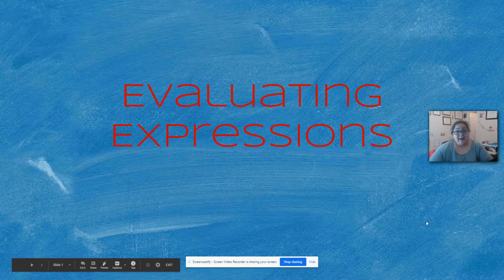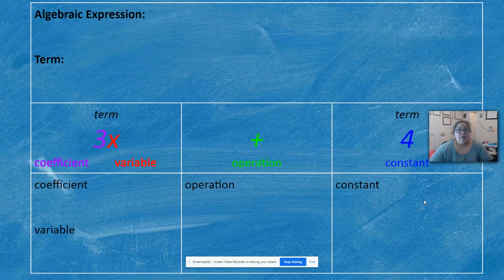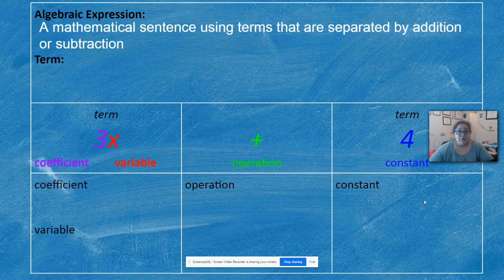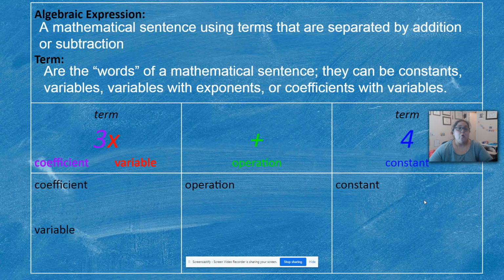So this video is going to be about evaluating expressions. An algebraic expression is a mathematical sentence that uses terms that are separated by addition or subtraction. Those terms are your words. They can be constants, variables, variables with exponents, or coefficients with variables.